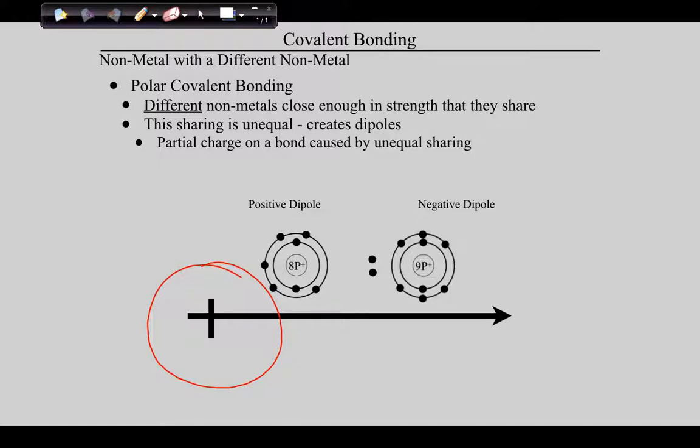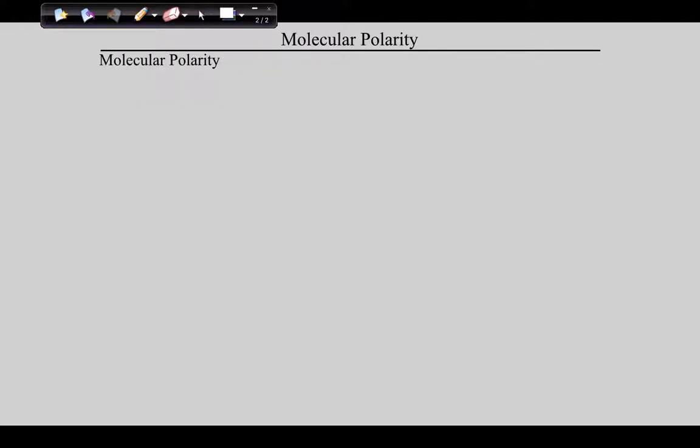But as I mentioned earlier, when we draw these things, we're going to replace the dots with a line, and now we're talking Lewis dot structures. And so, guys, the electrons will always move.